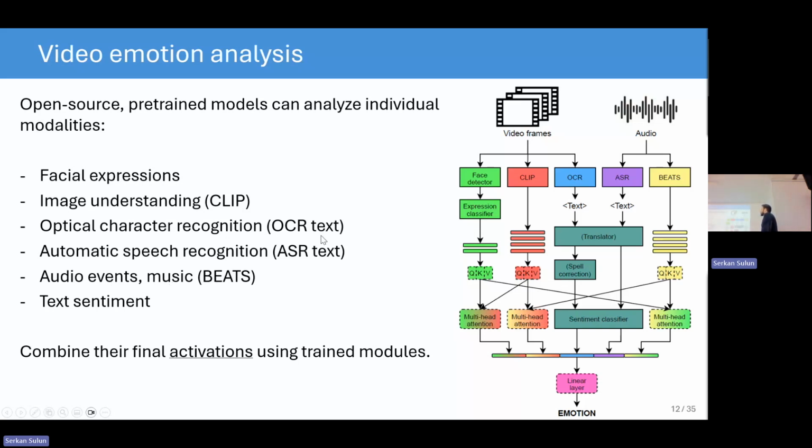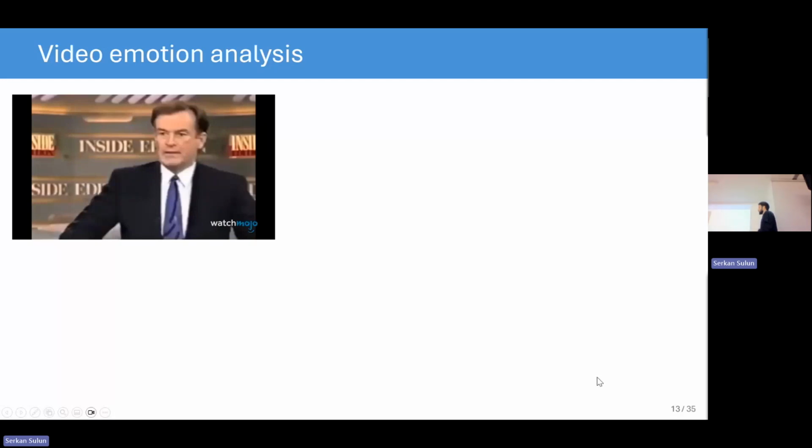Furthermore, the OCR text and ASR text can be processed using a language model. Here we choose a sentiment model since it's related to emotions. What we do is take their final activations, not the final probabilities, of course, and combine them using trained modules. They can be anything, but here we chose multi-head attention, cross attention, and a linear layer to get the emotion. So in the end, the result looks something like this.